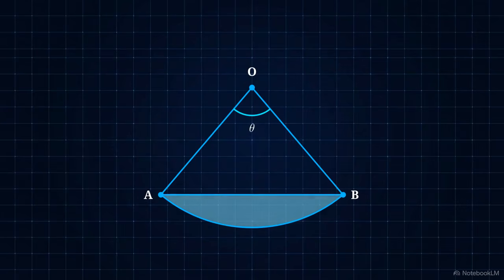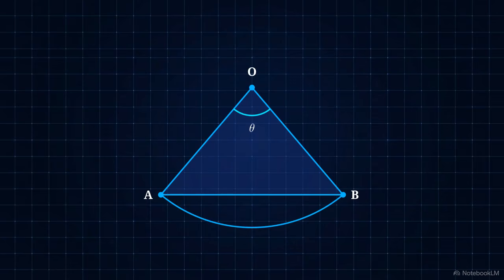But the sector isn't entirely made up of our target segment. The space sitting right above it forms a perfect triangle. To find the area of that triangle, we need its height. We drop a perpendicular line straight down from the center to cut the chord in half, creating 2 right-angle triangles.